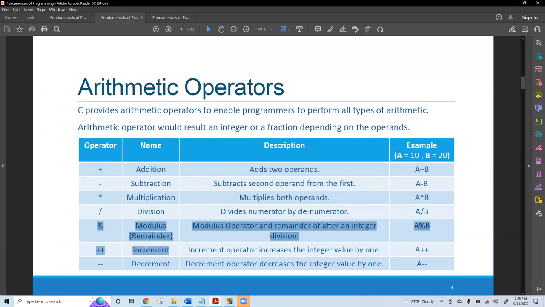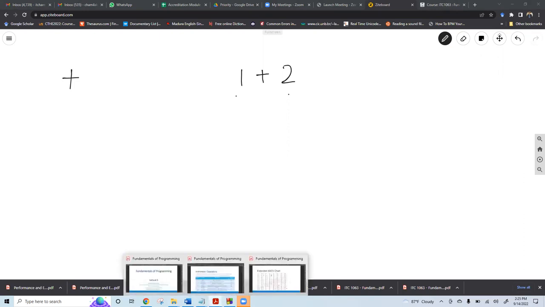Then we have another 3. This is modulus, and then increment and decrement. Can anyone tell me what these 3 operators are? Right. Until you tell me, let's go with our general operators. If I take the addition operator, I can use that addition operator with two values. And the other thing is, let's talk about that as well.